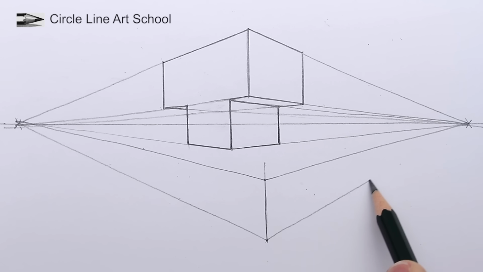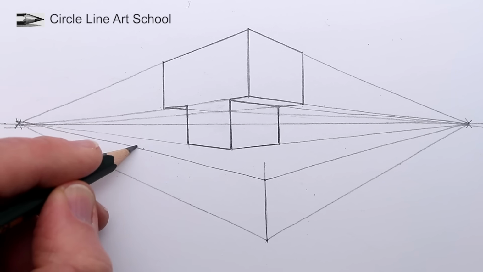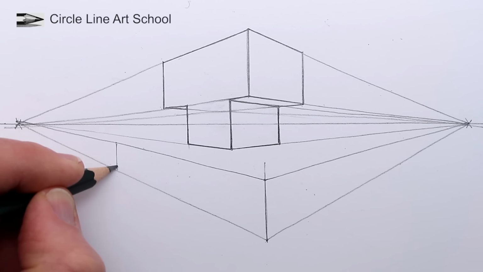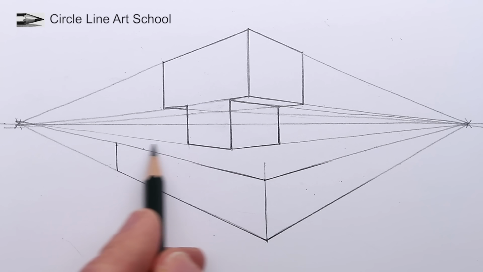So I'll choose to draw the vertical lines to show where the edge of this block happens on the left and the right. I'll choose these lines far away from us so that they are nearer the vanishing points, and that will make a bigger cuboid.